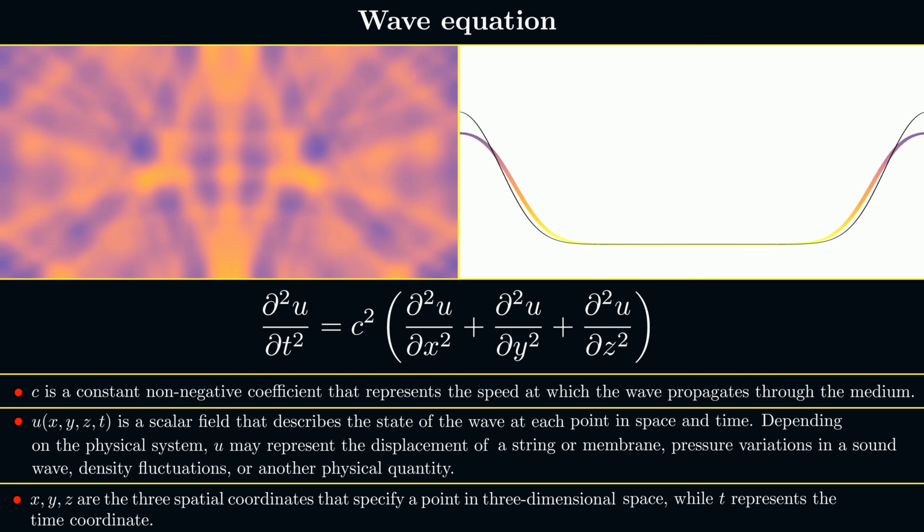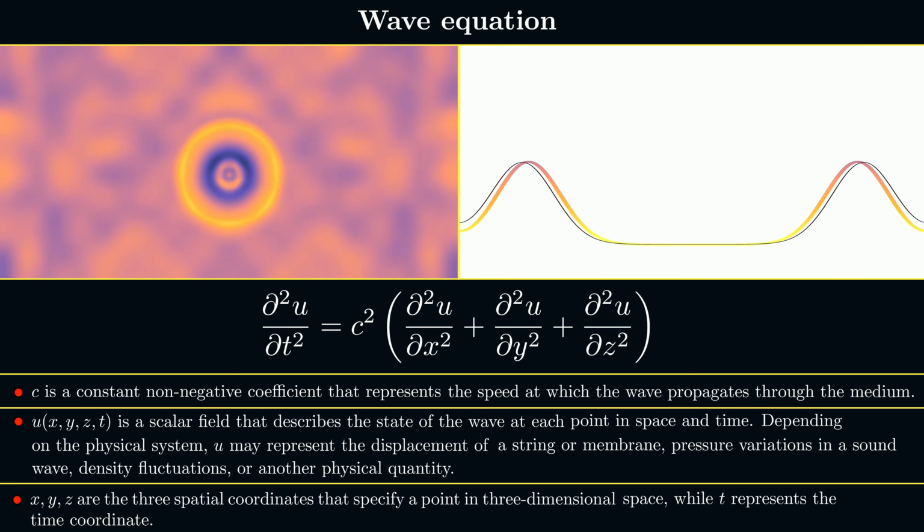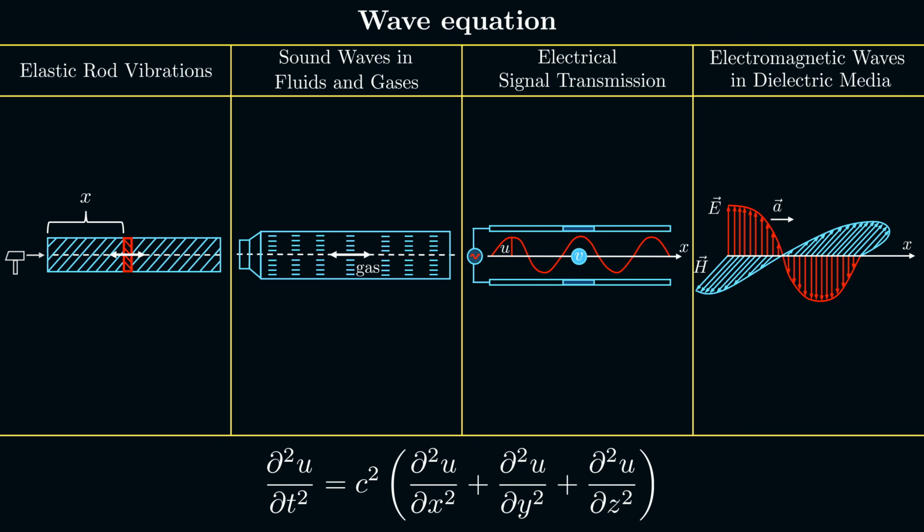The equation presented on the screen is one of the basic examples of such models and is called the wave equation. The wave equation lies at the foundation of the mathematical description of many physical processes: the vibrations of elastic rods, the propagation of sound in liquids and gases, the transmission of electrical signals in ideal communication lines, and the propagation of electromagnetic waves in dielectric media.